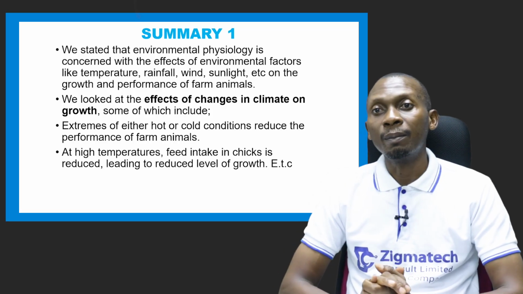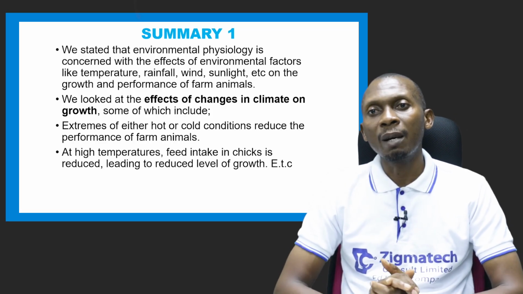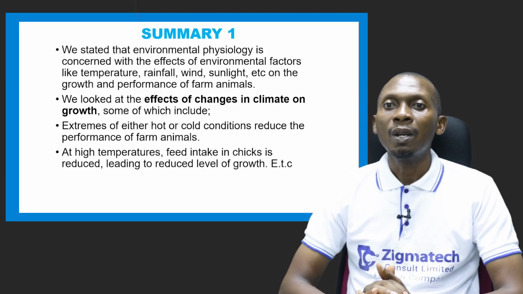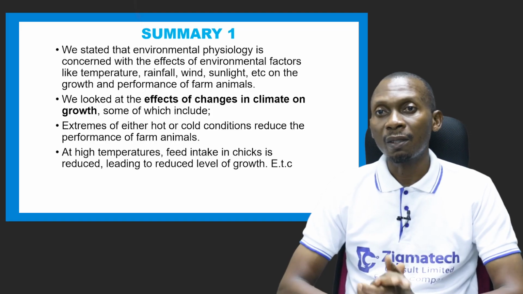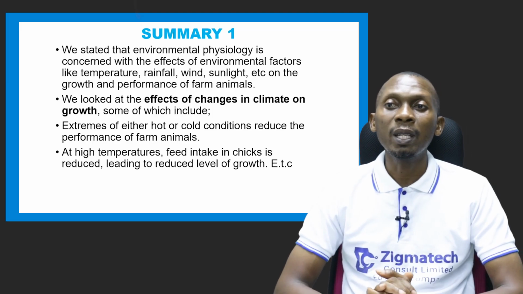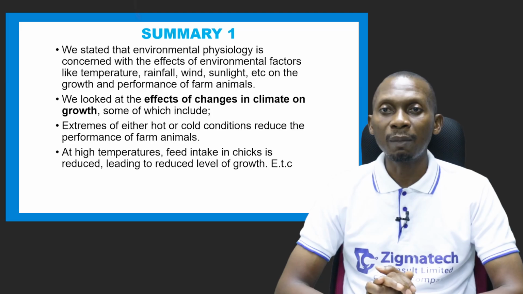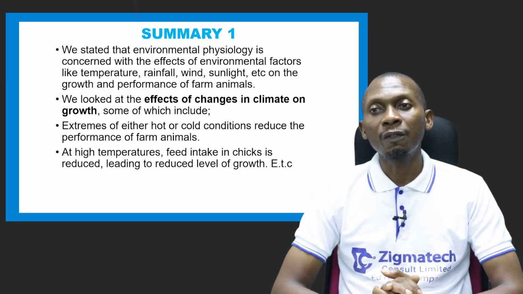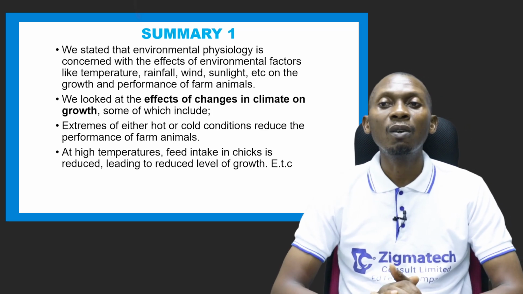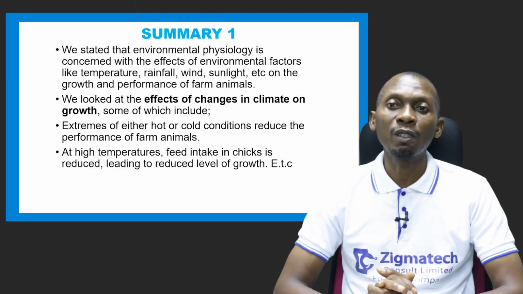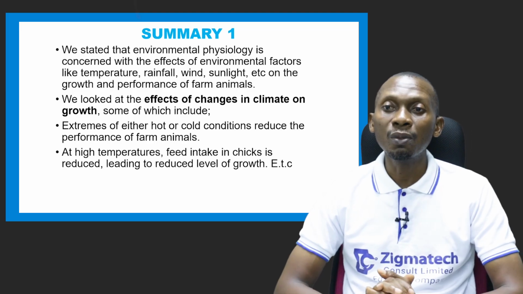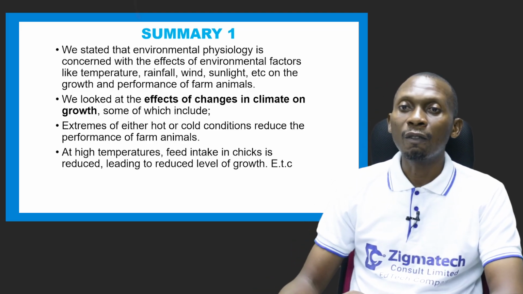Okay, we have come to the end, but let's just have a recap on what we've learned before we go into answering some questions. Now, we stated that environmental physiology is concerned with the effects of environmental factors like temperature, rainfall, wind, and sunlight on the growth and performance of farm animals. We also looked at the effects of changes in climate on growth, some of which include extremes of either hot or cold conditions reducing the performance of farm animals. We also said that at high temperatures, feed intake in chicks is reduced, and this could lead to a reduced level of growth.